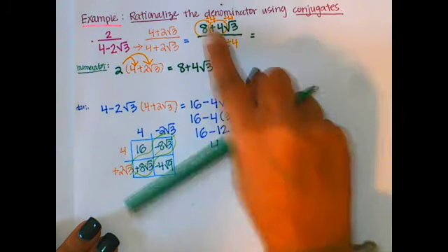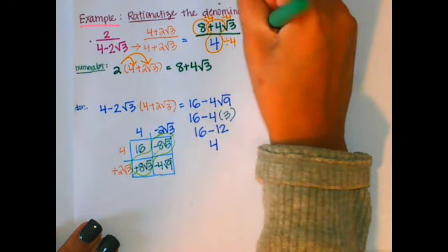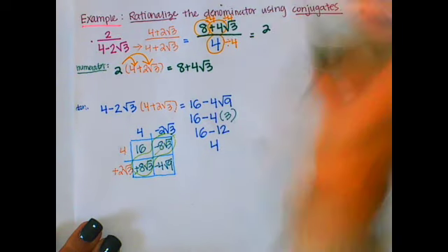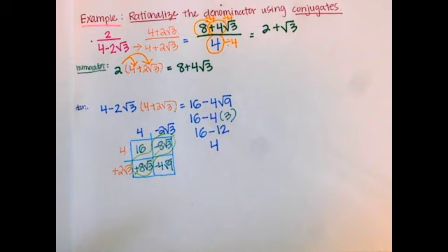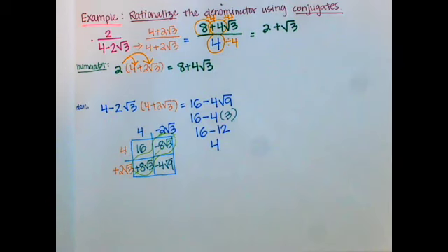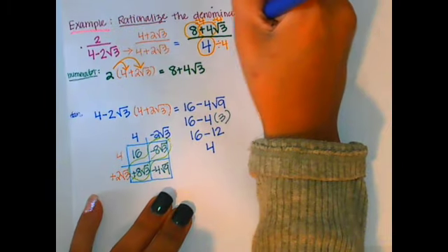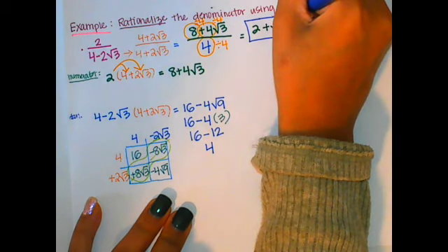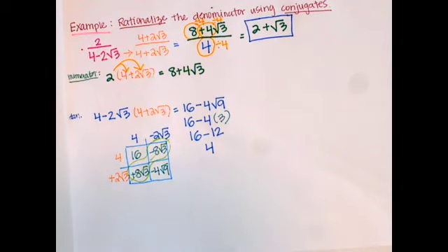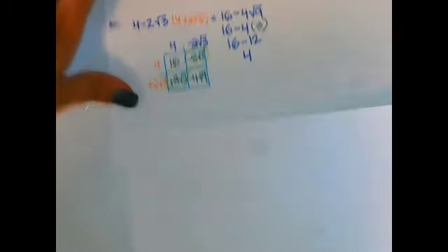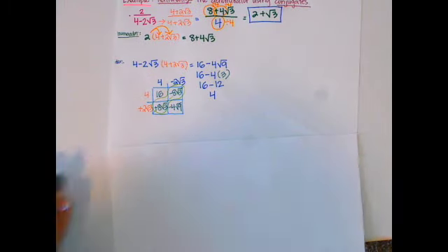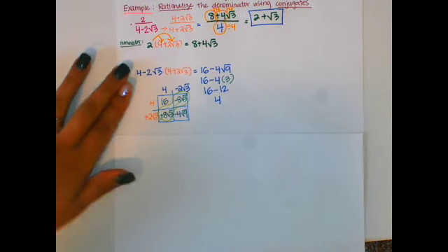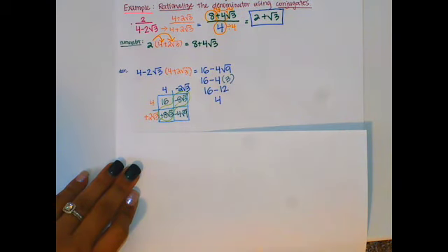Okay, 8 divided by 4 gives me 2. 4 divided by 4 gives me 1. So that becomes plus the square root of 3. And then 4 divided by 4 is just 1. So my answer is 2 plus radical 3. I am going to zoom out and leave this example for you guys to look at while we work on the next problem.